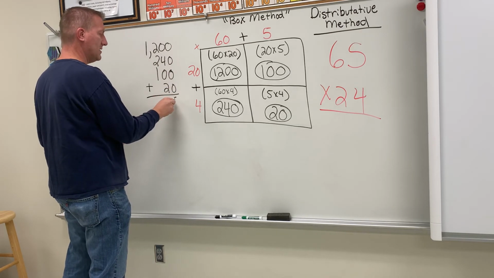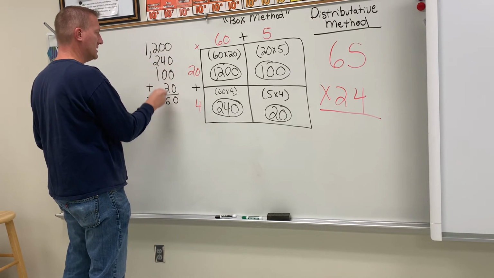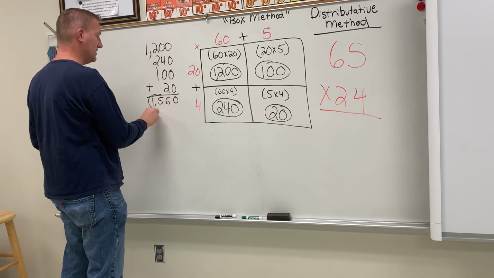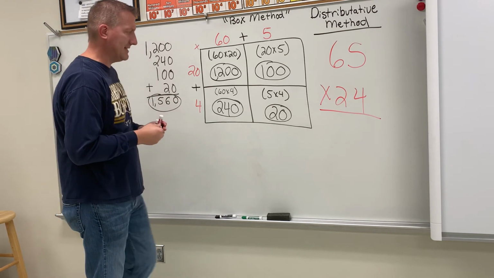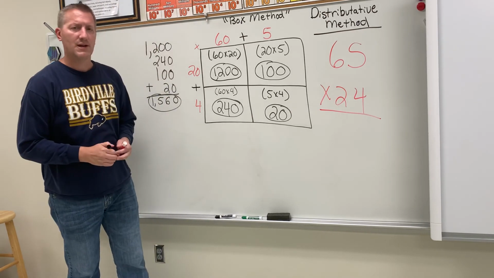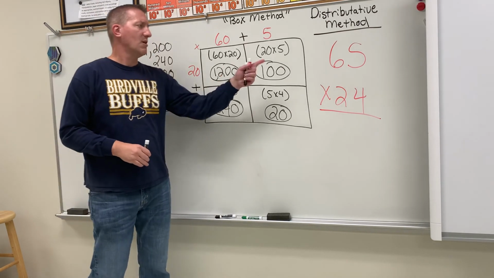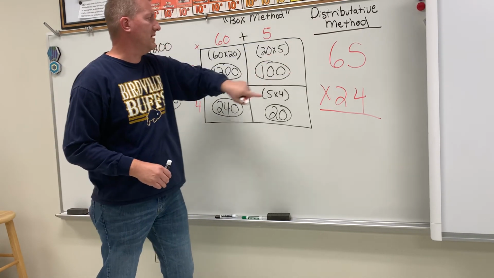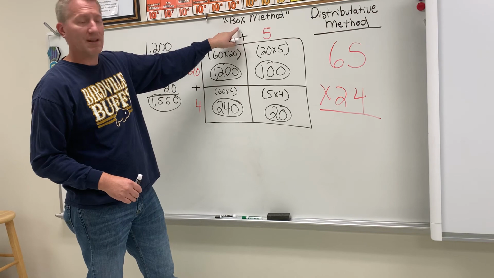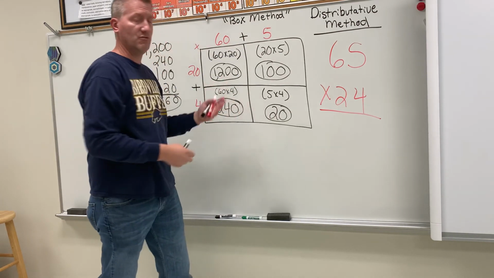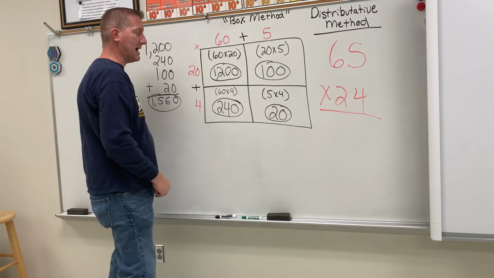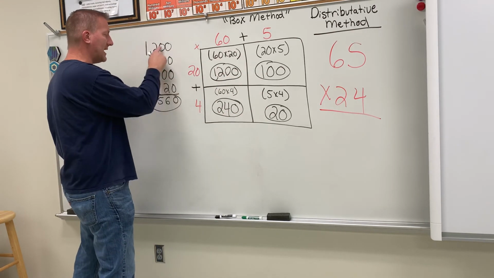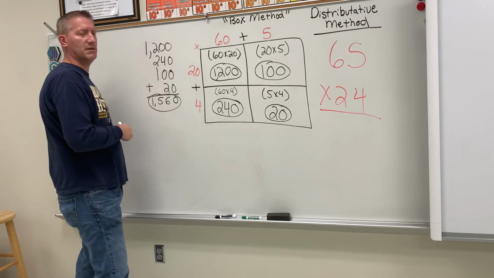And I'm going to add those up. 6, 5, 1,560. Okay? So again, this is how we do the distributive method. Okay, or I call it the box method because you are really creating a box. Okay, then you just take those answers you get out of your box and you add them all up.